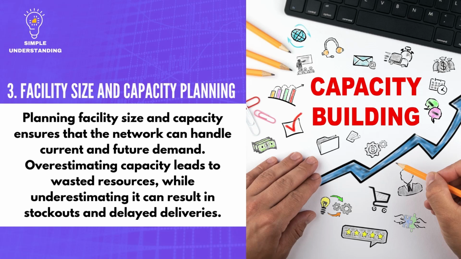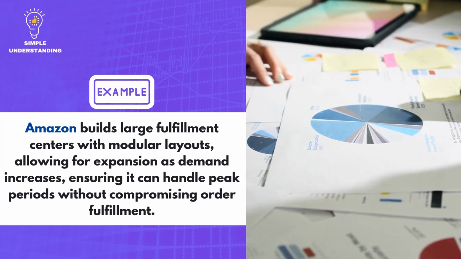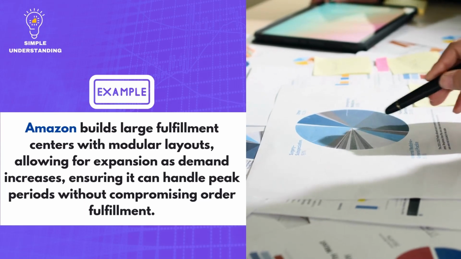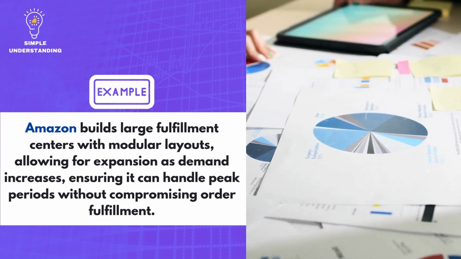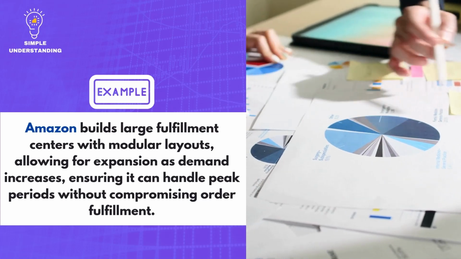Explanation. Planning facility size and capacity ensures that the network can handle current and future demand. Overestimating capacity leads to wasted resources, while underestimating it can result in stockouts and delayed deliveries. Real company example. Amazon builds large fulfillment centers with modular layouts, allowing for expansion as demand increases, ensuring it can handle peak periods without compromising order fulfillment.